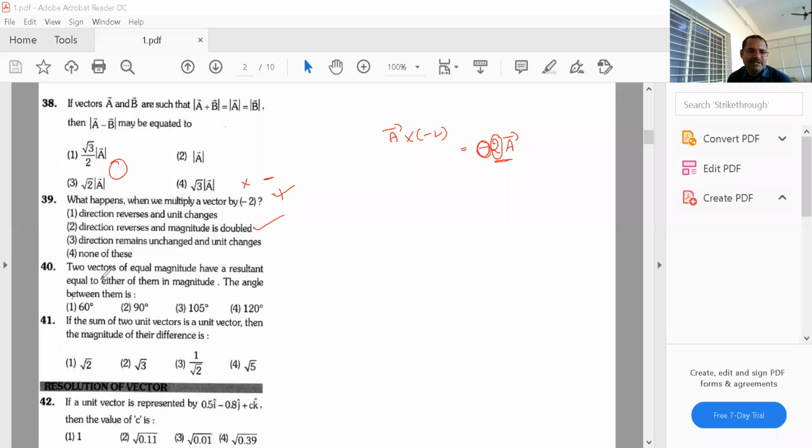Next question number 40. Two vectors of equal magnitude have a resultant equal to either of them.